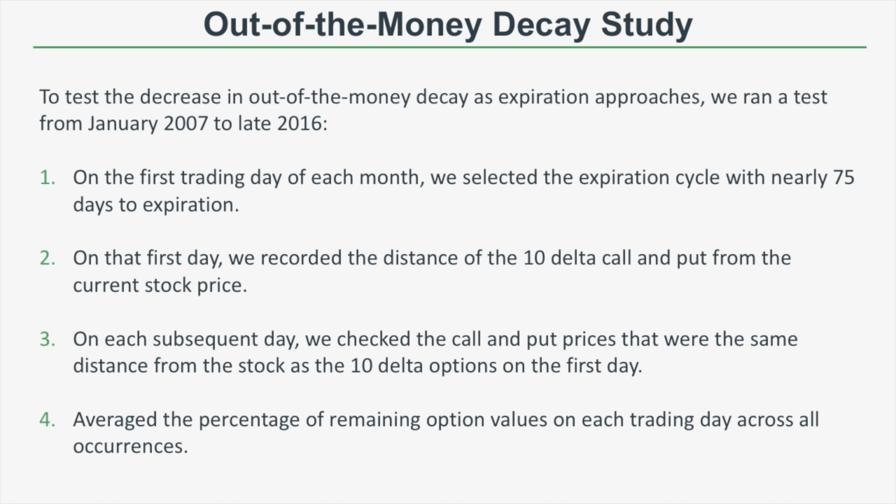Now on that first day, we recorded the distance of the 10 delta call and the 10 delta put from the current stock price. On each subsequent day, we checked the call and put prices that were the same distance away from the stock as the 10 delta options on the first day. So, for example, if on the first day the stock price was $200 and the 10 delta call was 10 points above the stock price and the 10 delta put was 10 points below the stock price, on each subsequent day, we checked the call option that was 10 points above the stock price and we checked the put price that was 10 points below the stock price.